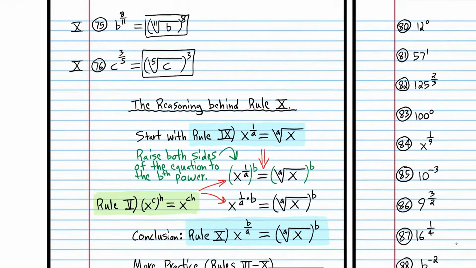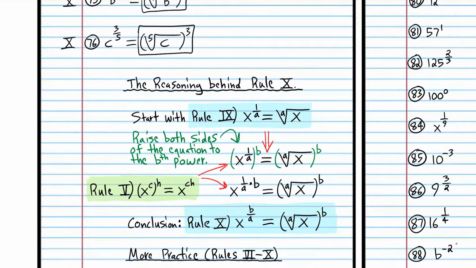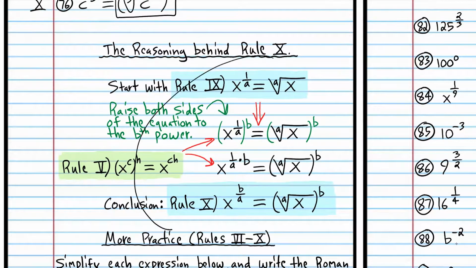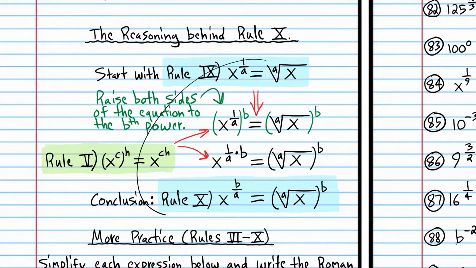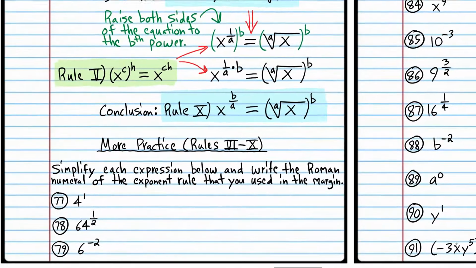Okay, so this is the reasoning behind rule number 10. And like I said, you can go over this if you want. It's not that difficult to understand, but given that you're new with these power rules, it's probably best to stay away from this. You're not really required to know it, so I don't want to complicate things.